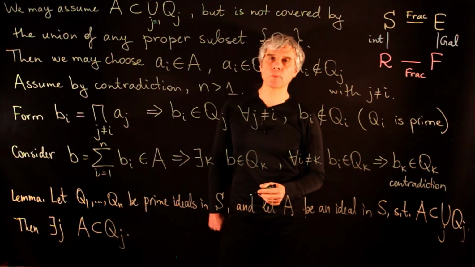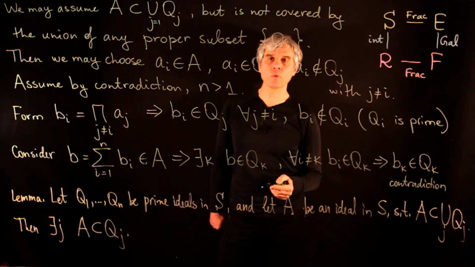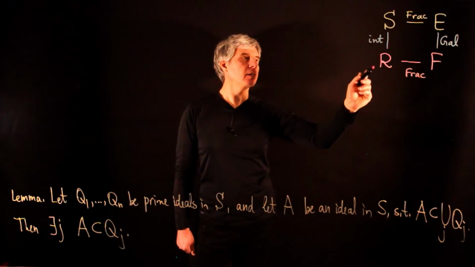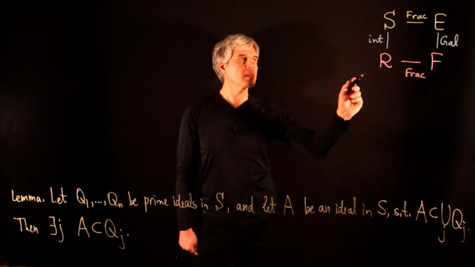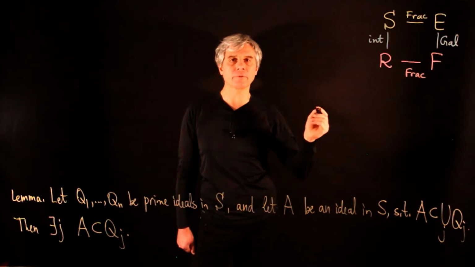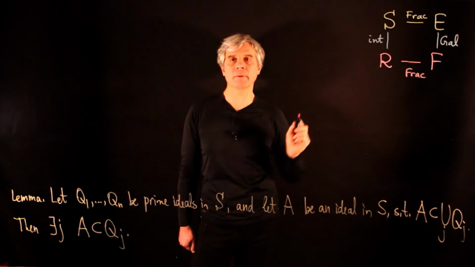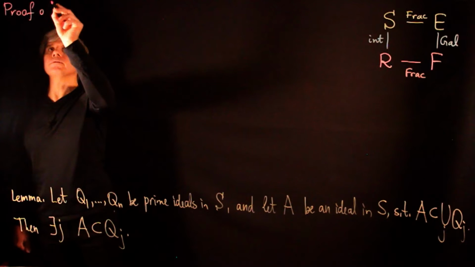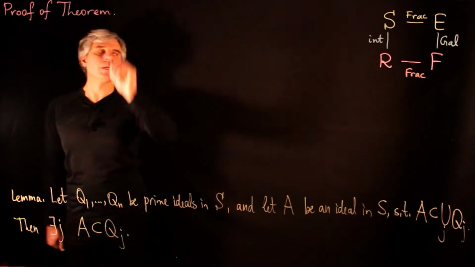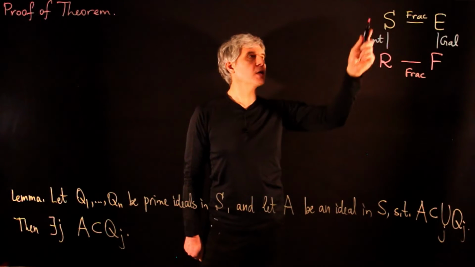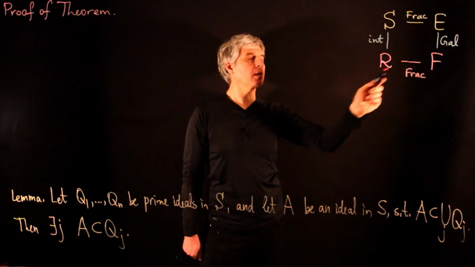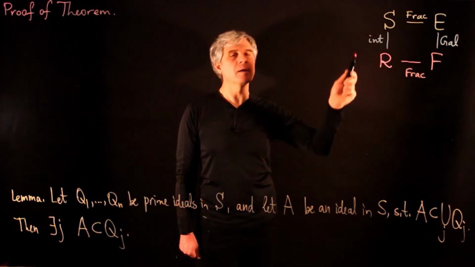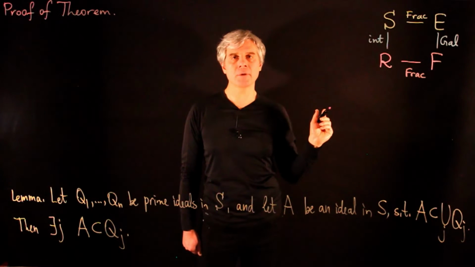Now let us use this lemma to prove our theorem about transitive action of the Galois group on the set of prime ideals. We know that the Galois group acts on the ring S and it fixes elements of the ring R. This implies that the Galois group will act on the set of prime ideals in S that lie over a fixed prime ideal P in the ring R. Let's give the proof of the theorem.